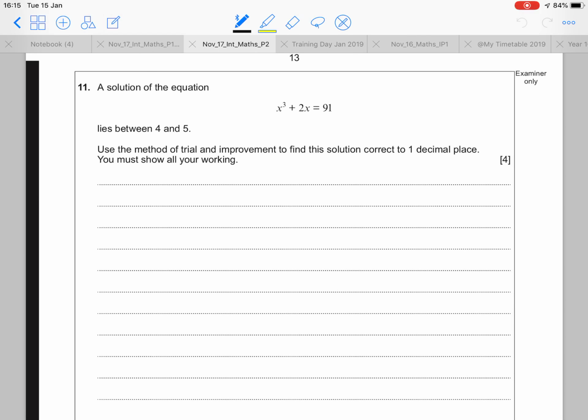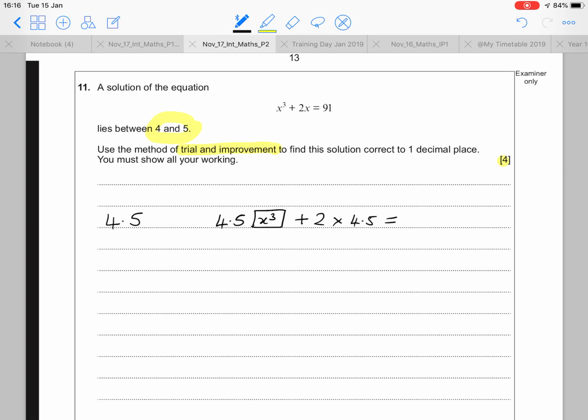Question 11 is a trial and improvement question. This is a very specific method, and this 4 marks is very straightforward. So this is a topic you should know, and if it's not the strongest at the moment, you should practice this. First of all, knowing that my answer has got to come between 4 and 5, my first value to try will be 4.5. On the calculator, I will type in 4.5, x cubed key, plus 2 times 4.5, and press equals.